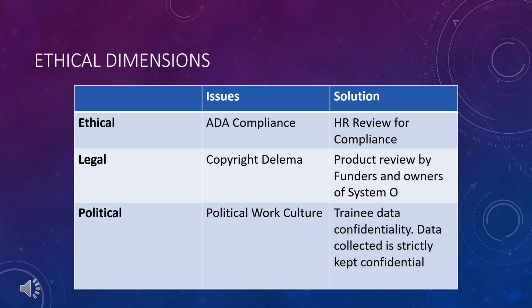Some ethical dimensions to consider are ethical, legal, and political dimensions. We need to ensure that we are within ADA compliance with this training. We will go through HR to ensure that we are in compliance. Legally, there are copyright dilemmas. The product that we own is not System O. System O is just a system we use from our funders. So it is important to ensure that our funders are included in the design of this training product to make sure that we are not violating any copyright laws. Politically, it is the political work environment. We want to ensure any data that we collect from trainees is kept confidential.